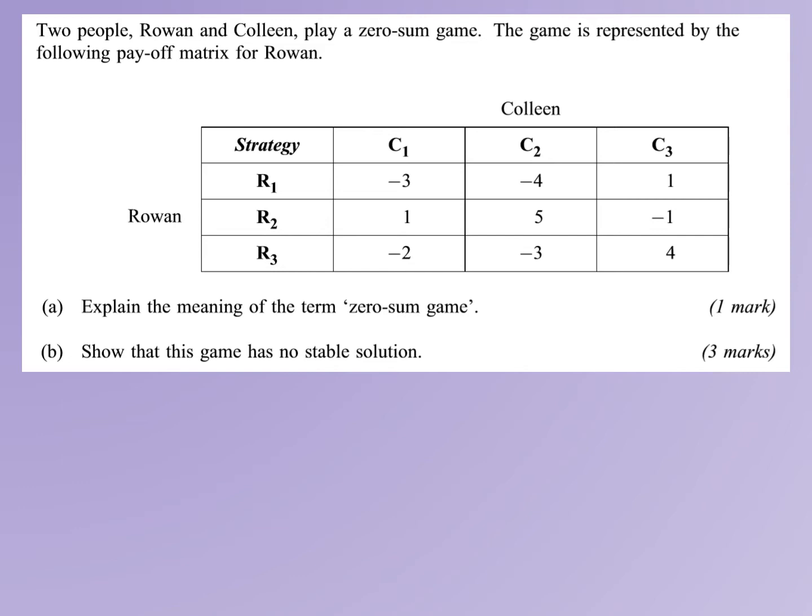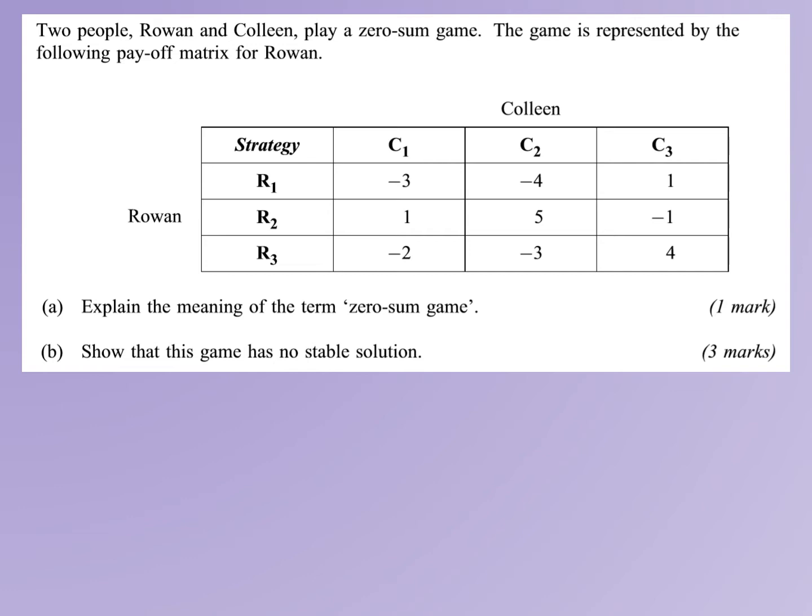So in part A, we are asked to define the meaning of the term zero-sum game. So in this, you would need to describe how in a zero-sum game, the amount that one player wins is equal to the amount that the other player loses each time. So therefore, the two scores will always add to zero, hence zero-sum.